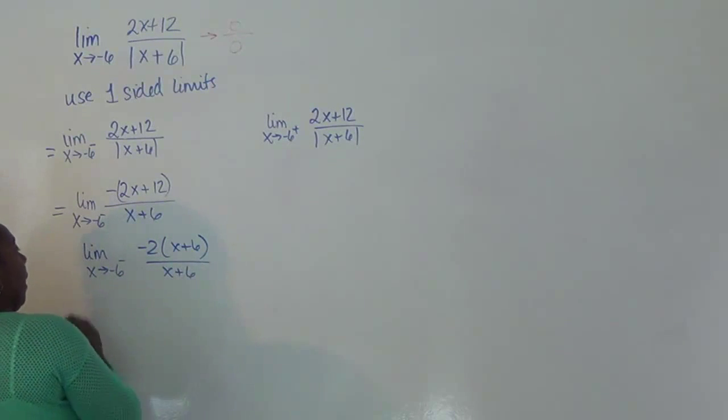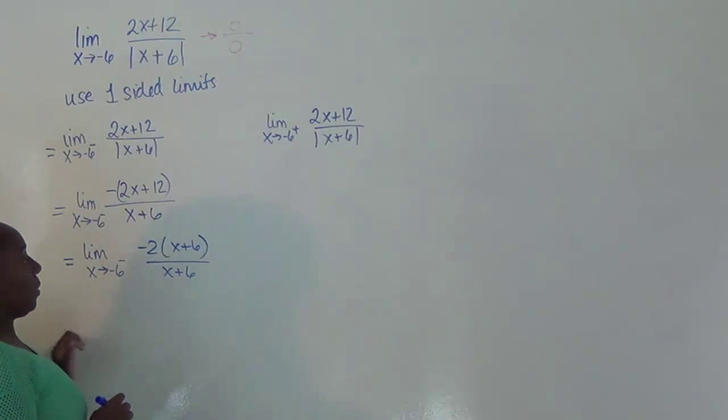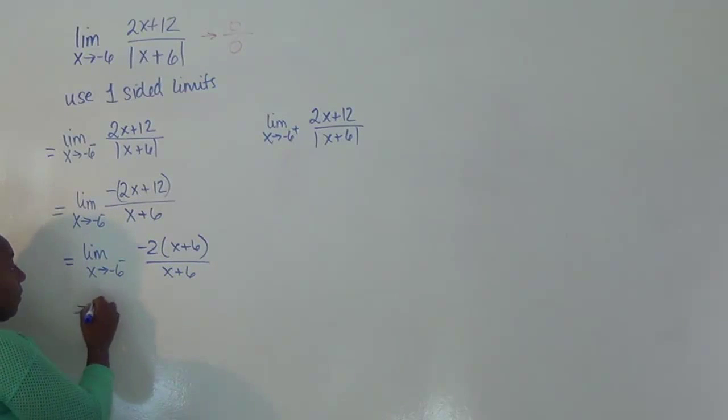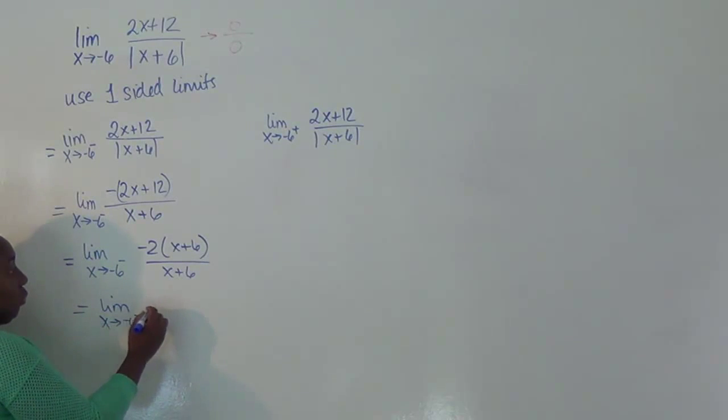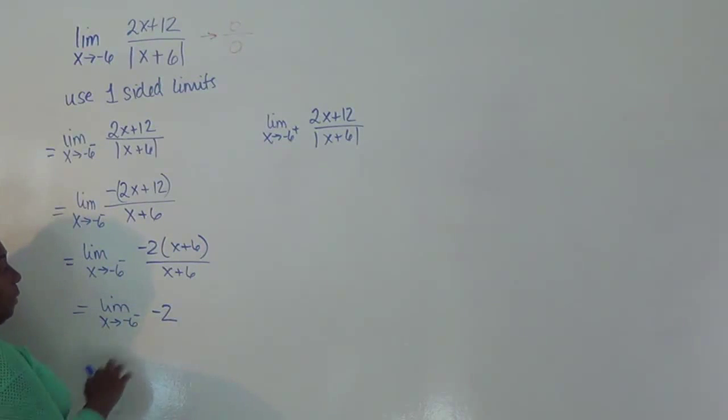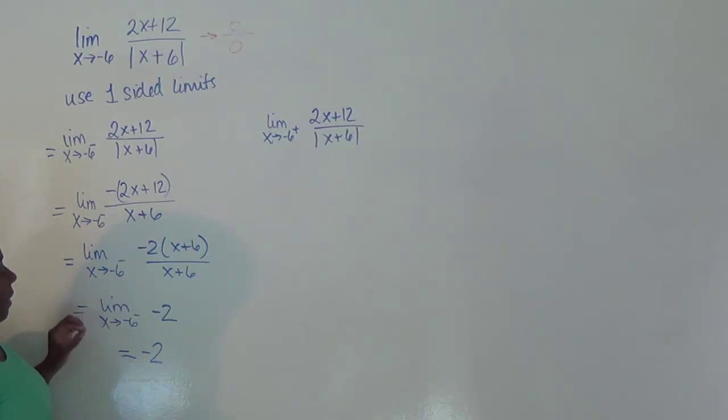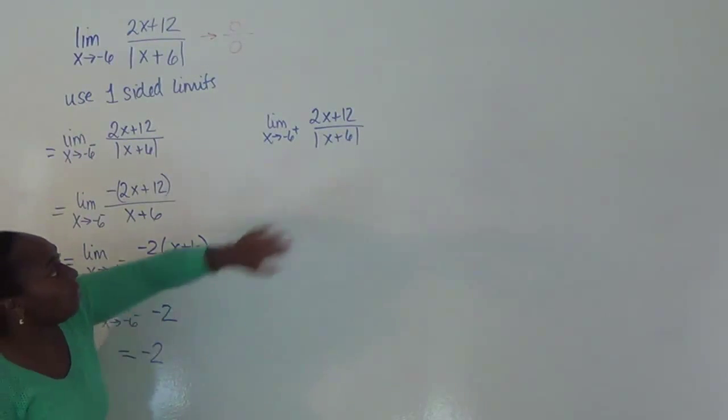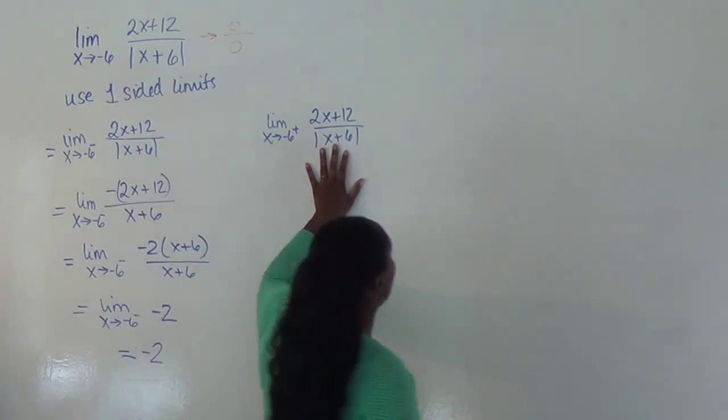And we can see that now I can simplify, because the x plus 6's will cancel. And when I take the limit of the constant, we just get that constant. Okay. Now again, we're not done. That's not the limit. That's only the one-sided limit. And again, we're looking for the two-sided limit. So now we need to look at the other side.